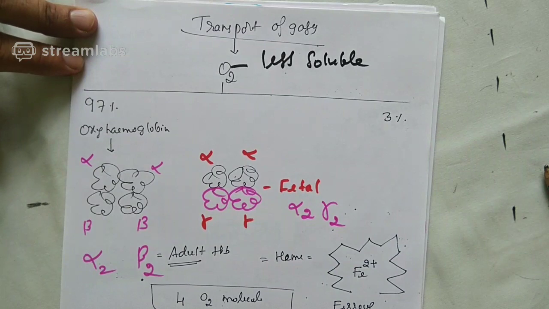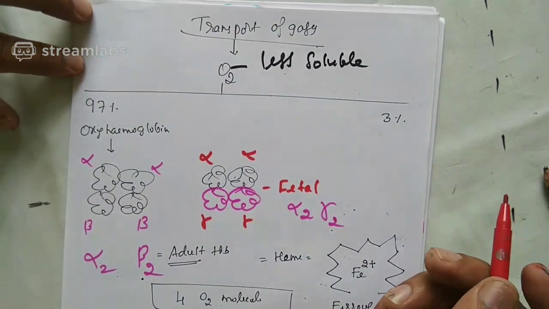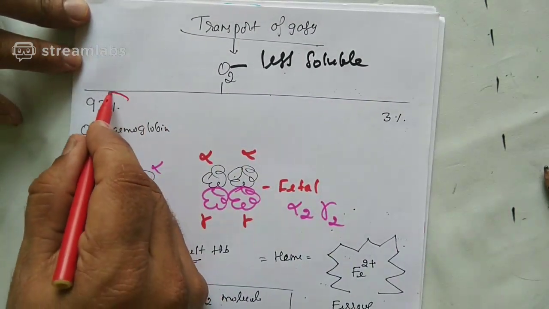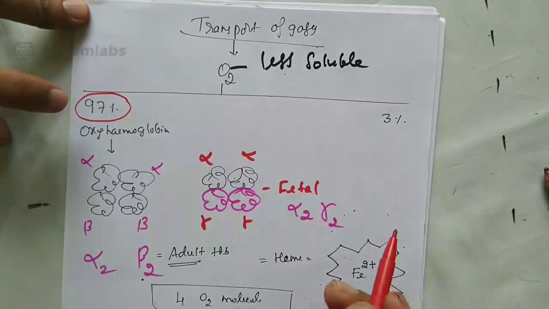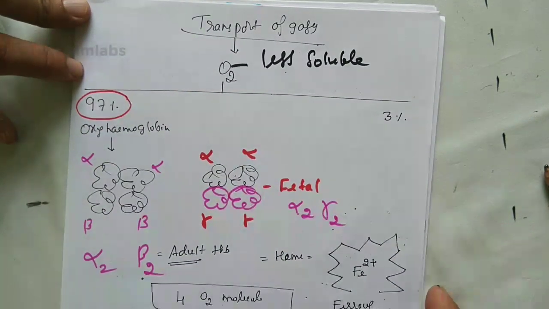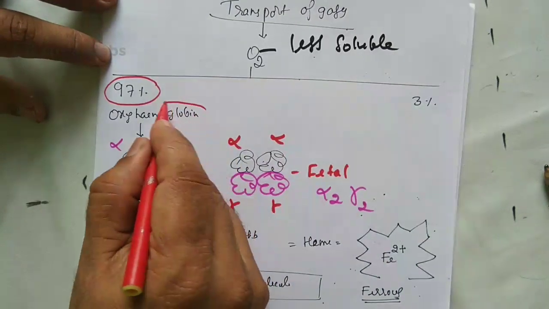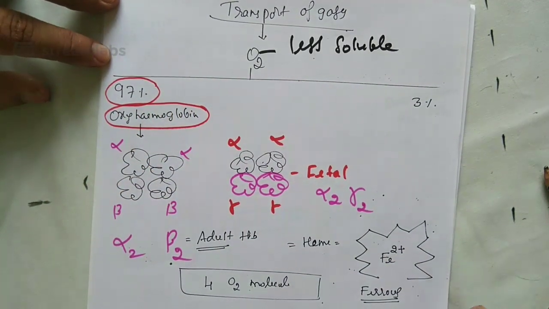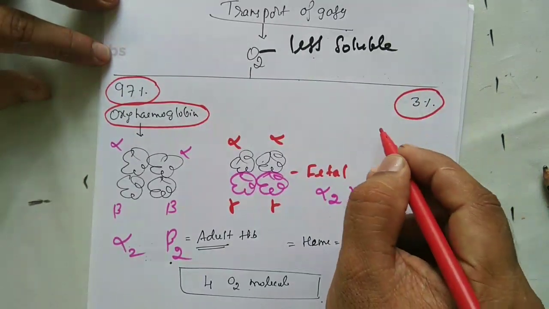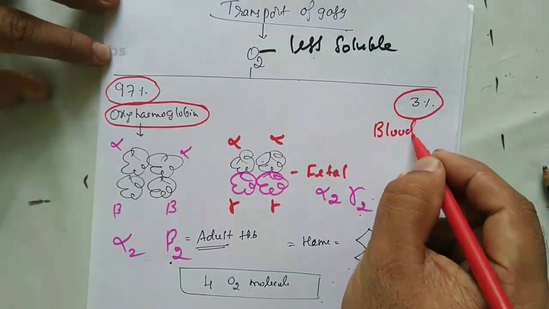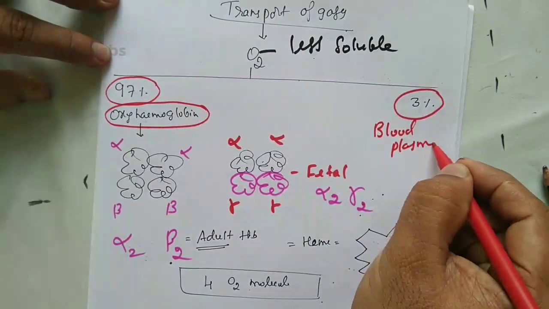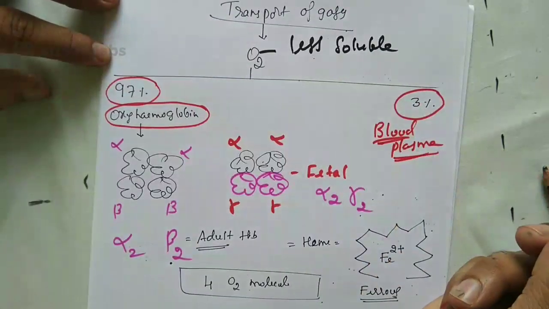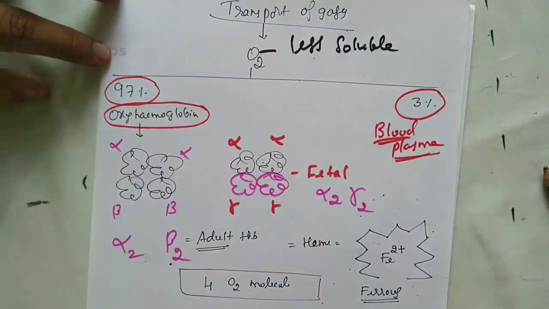Since oxygen is less soluble in blood plasma, the majority of the oxygen, means 97% of oxygen, is carried by hemoglobin in the form of oxyhemoglobin. Please remember that. And 3% will be carried by blood plasma. Hope the matter is very clear for you. So blood plasma carries 3% and 97% by hemoglobin.